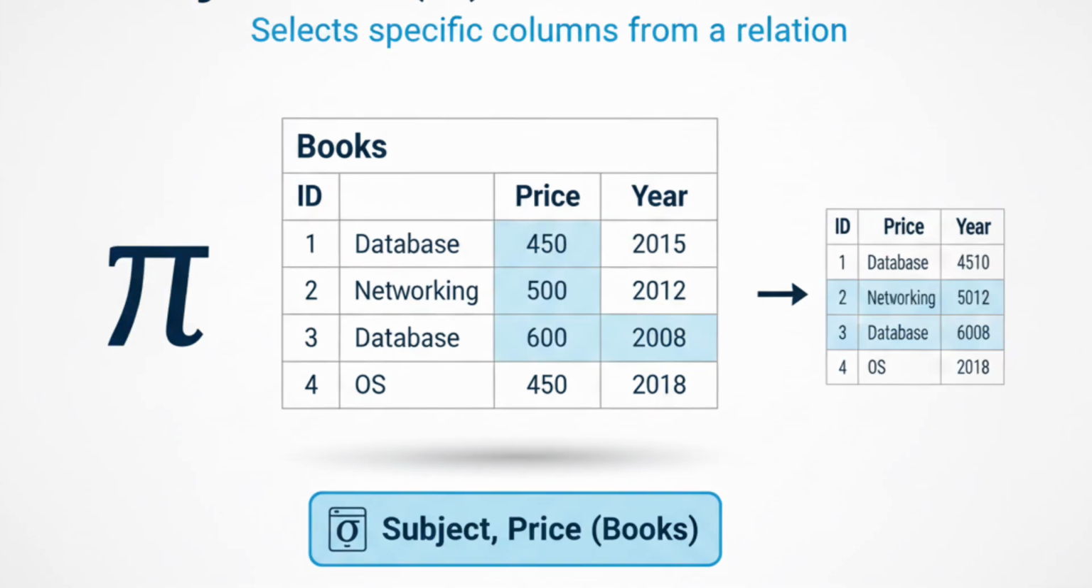Next, the projection operation filters columns instead of rows. If we write projection subject, price (books), we'll get only the subject and price columns, ignoring the rest. This is similar to showing just the name and phone number from a full contact list. Remember, projection removes duplicates automatically since relations are sets.